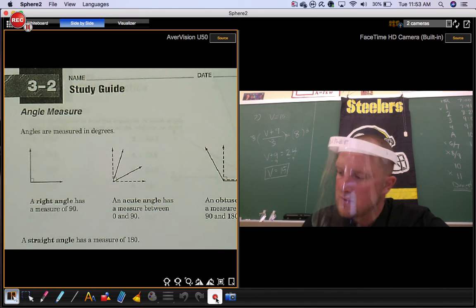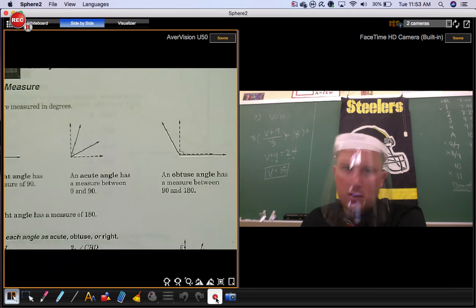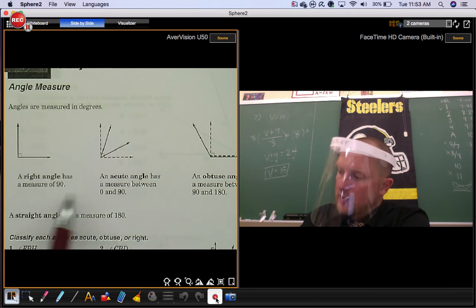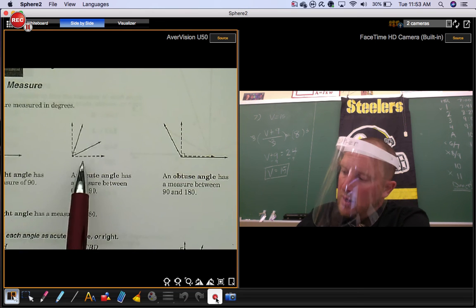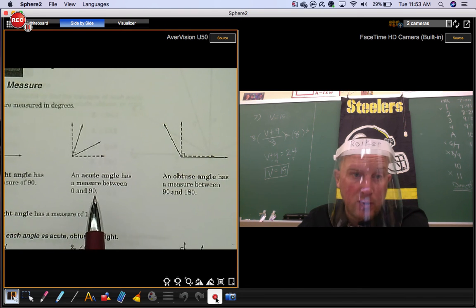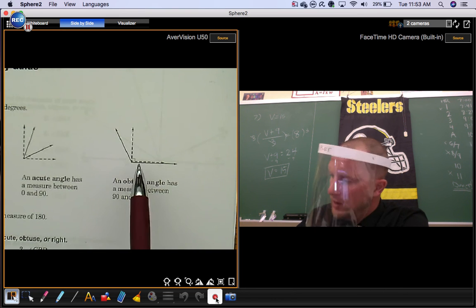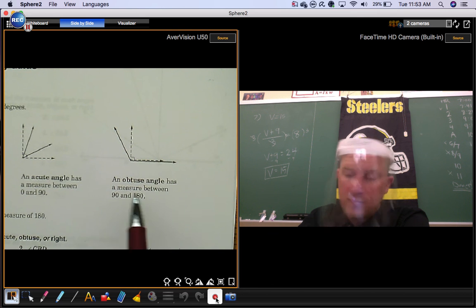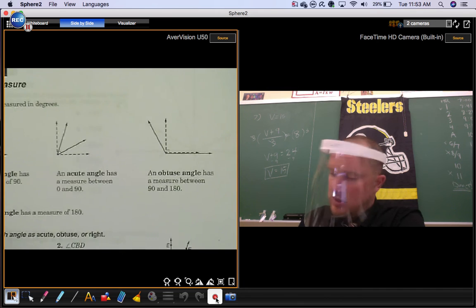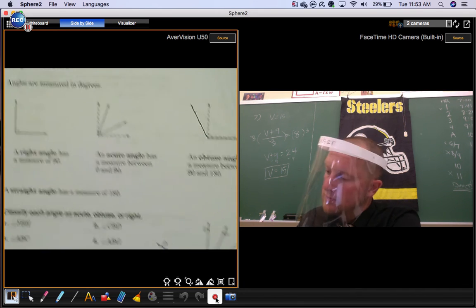The study guide for section 3.2, it's on angle measures. Just like all study guides, they give you a little information at the top. They show you what a right angle is. Then they compare an acute angle with a right angle. So an acute angle fits inside of a right angle. An obtuse angle does not fit inside of that right angle. So that obtuse angle is bigger than 90 degrees. It also tells you here that a straight angle has a measure of 180 degrees.